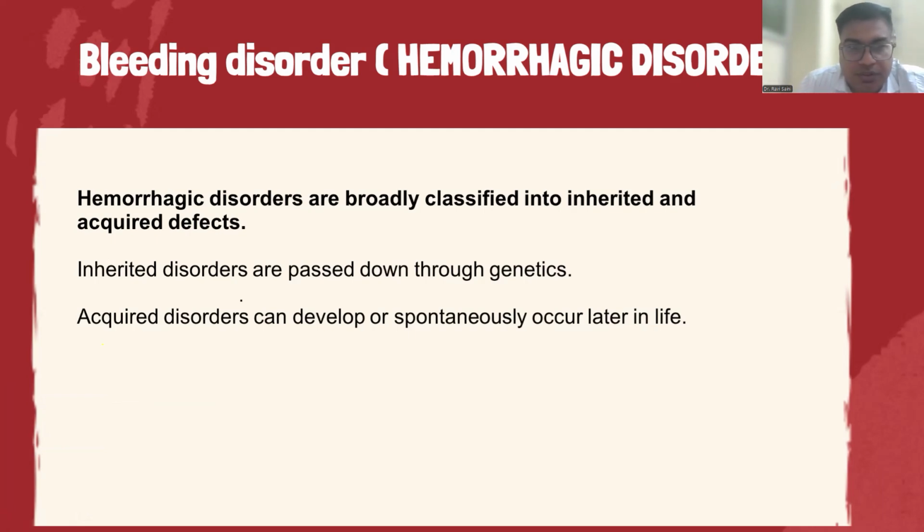So today's discussion is about bleeding disorders, or we can call them hemorrhagic disorders. Hemorrhagic disorders are broadly classified into inherited and acquired defects. Inherited disorders are passed down through genetics. In case of acquired disorders, they are developed later in life.